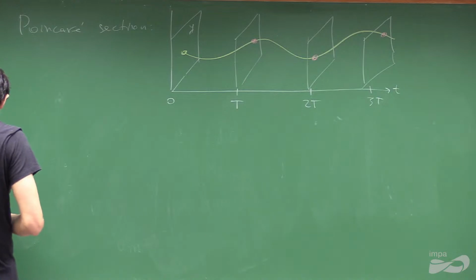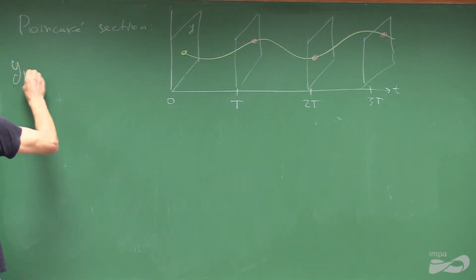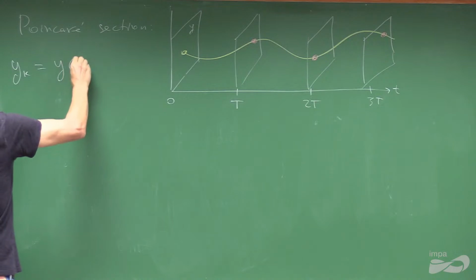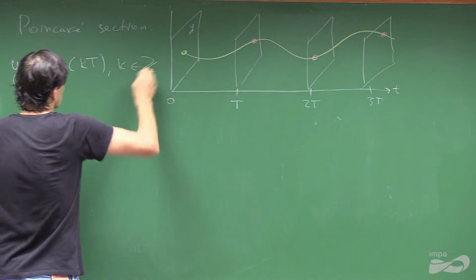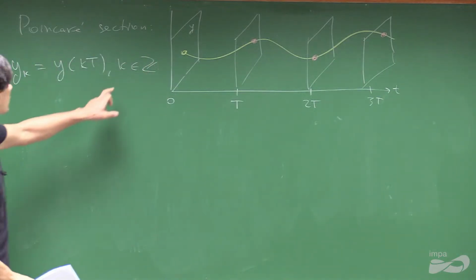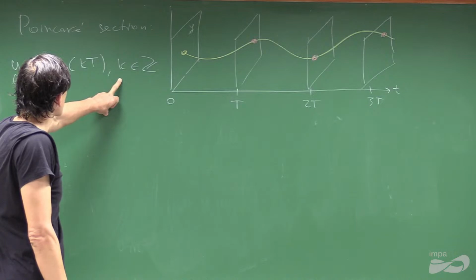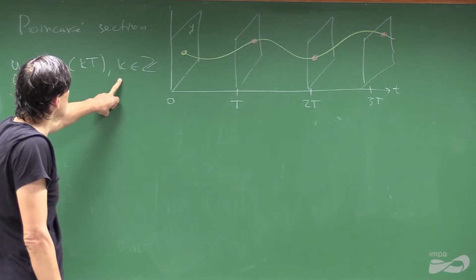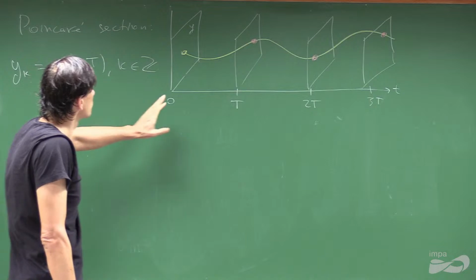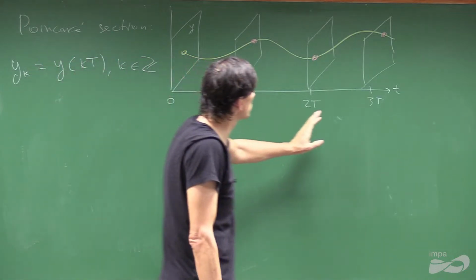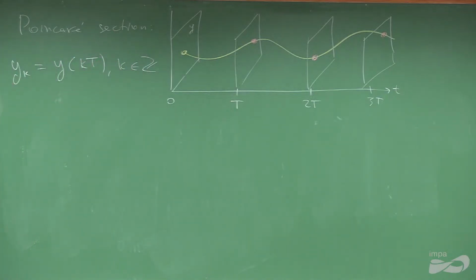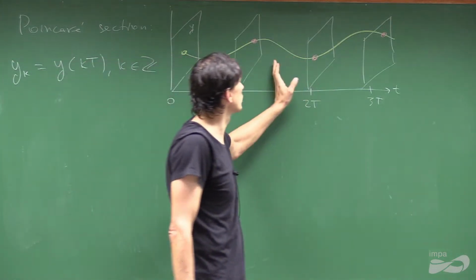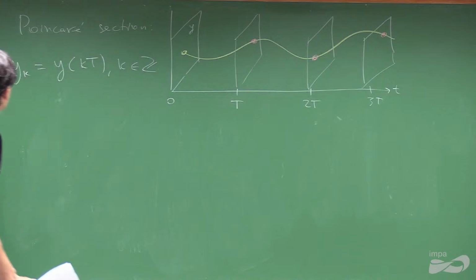So this way you define y_k as y at time k periods. So k is an integer, and this integer k becomes our new time. For example, if your period is 1 minute, your new time is how many minutes, at how many minutes you look at your state. So 1 minute, 2 minutes, 3 minutes, and so on. But you stop looking at what happens in between.